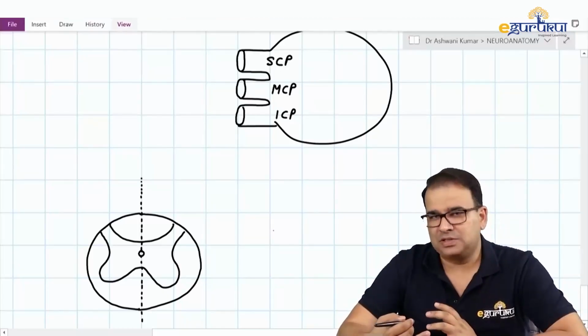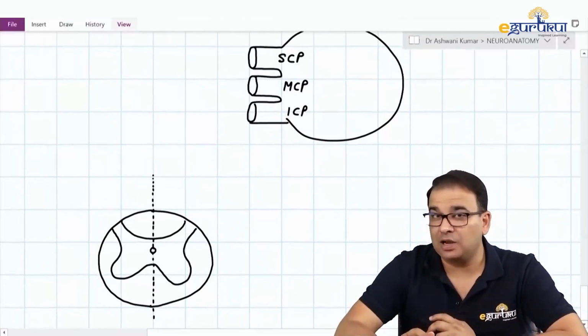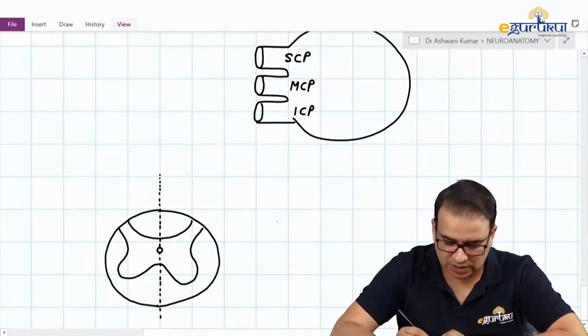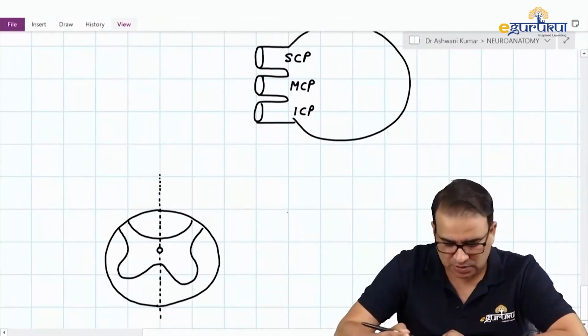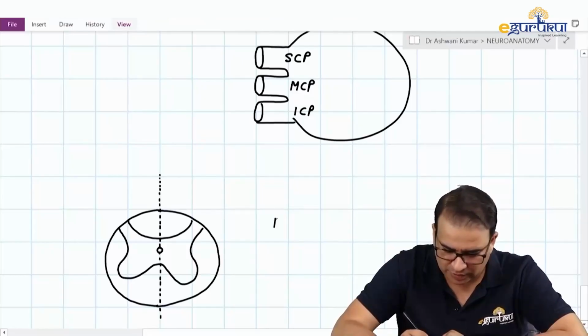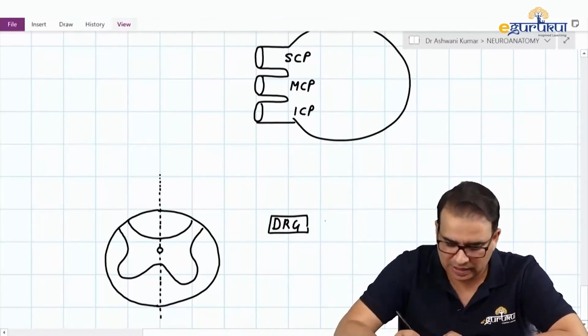Obviously, we are talking about the tracts going into the cerebellum, so it's the unconscious proprioception that we need to focus on. So unconscious proprioception will again be coming from where? From the dorsal root ganglia. That's our go-to first order neuron. That is the dorsal root ganglia, first order neuron.